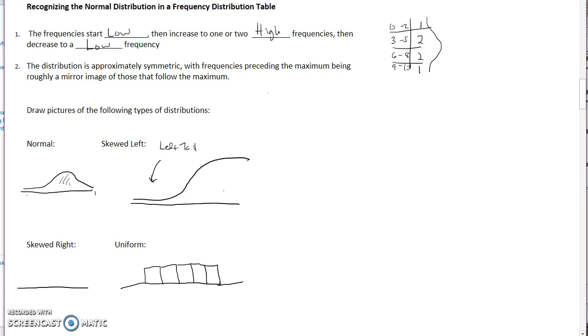A lot of the data is located on the right, but you see that tail. So data that's skewed right is like this, and the tail is to the right. So we would say this is right tail. All right.